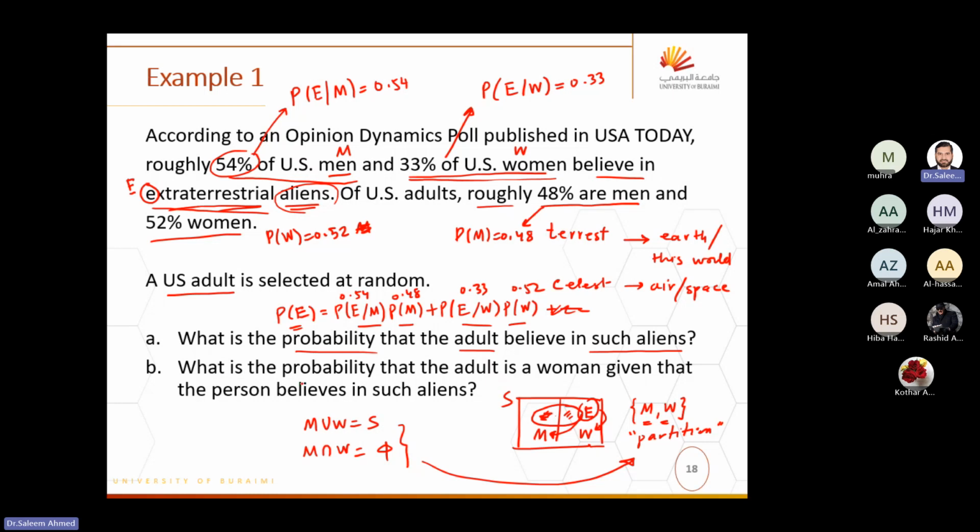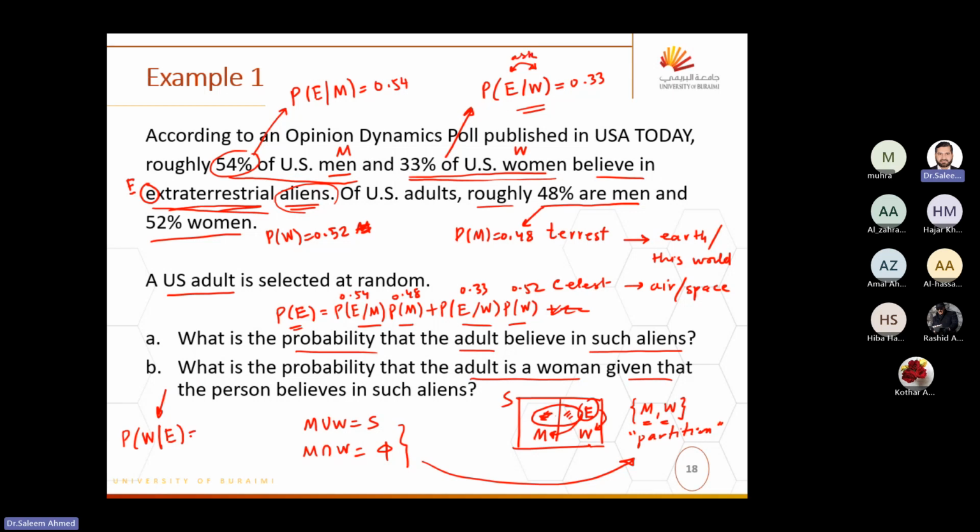Then what is the probability that the adult is a woman, given that she believes in aliens? So in part B, they are asking what is the probability that the adult selected is a woman given that she believes in aliens. See, they gave me the given probability, and they ask me the opposite. So the question is the opposite, W given E.